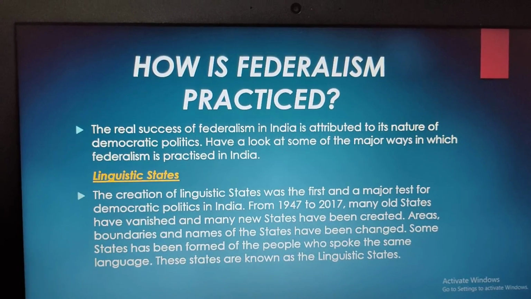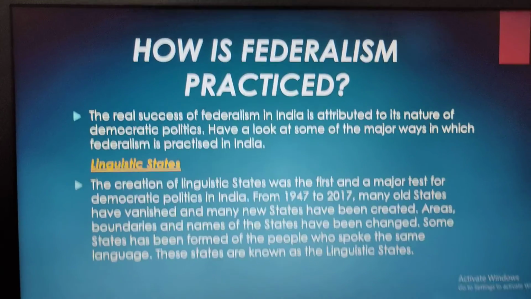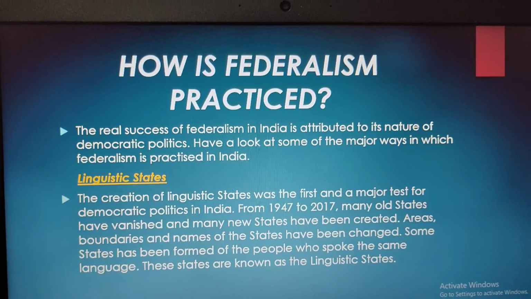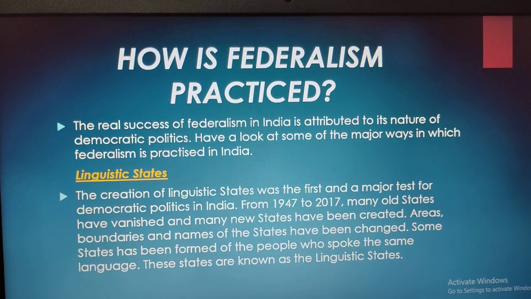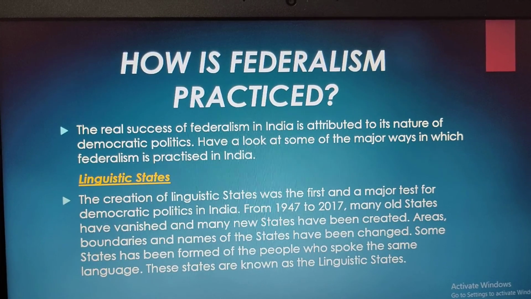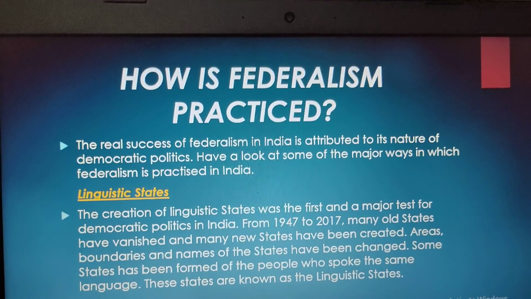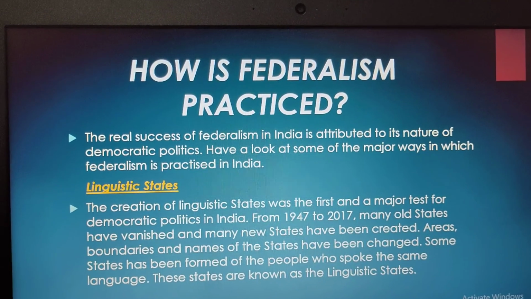Good morning, everyone. Today, we'll be studying how federalism is practiced in India. The real success of federalism in India is attributed to the nature of its democratic politics. Have a look at some of the major ways in which federalism is practiced in India.